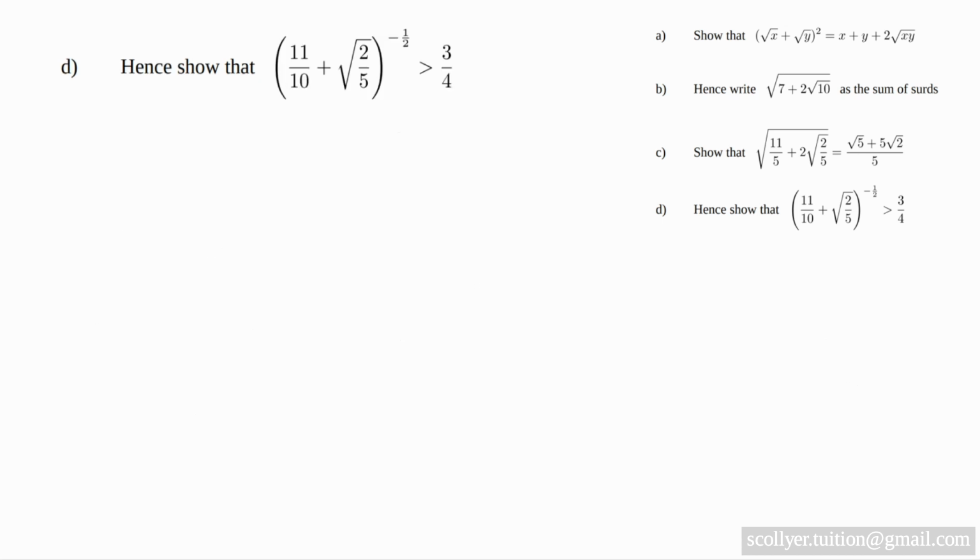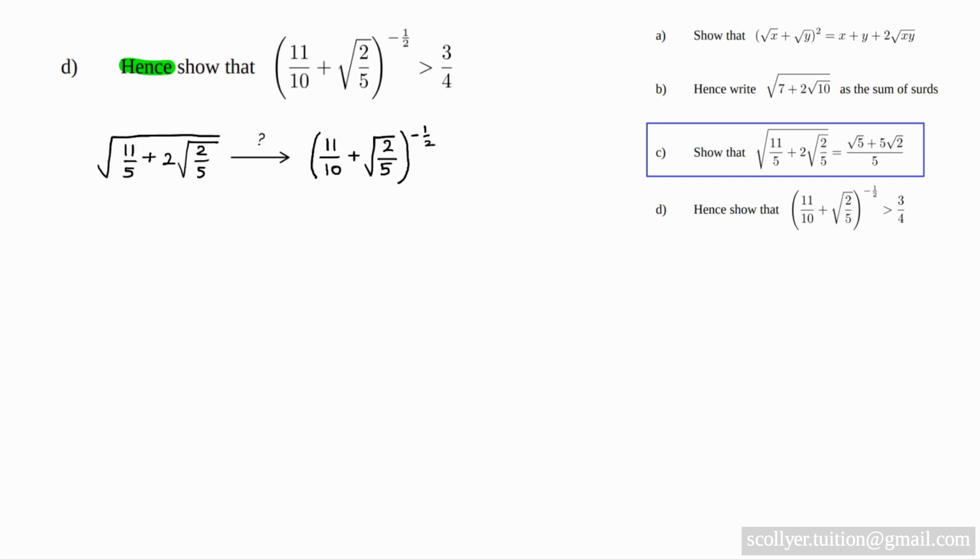Part D. Hence show that (11/10 + root 2 over 5) all to the power minus 1/2 is greater than 3/4. And since this is a "hence" question, we must use the result in part C. And that raises the question, what exactly is the relationship between the quantity in part C and the quantity in this question?